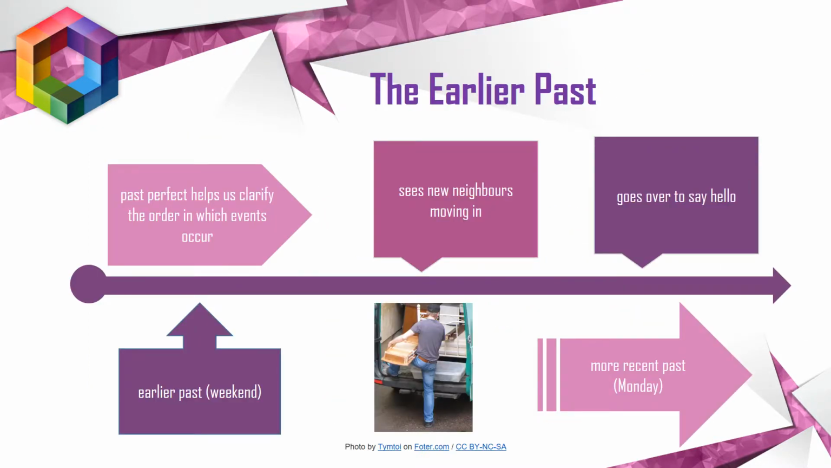Past perfect is used to discuss the earlier past. It signals that one event happened before another. Sometimes you can use a time cue, such as yesterday, earlier, last year, or an exact time, but you do not need to.